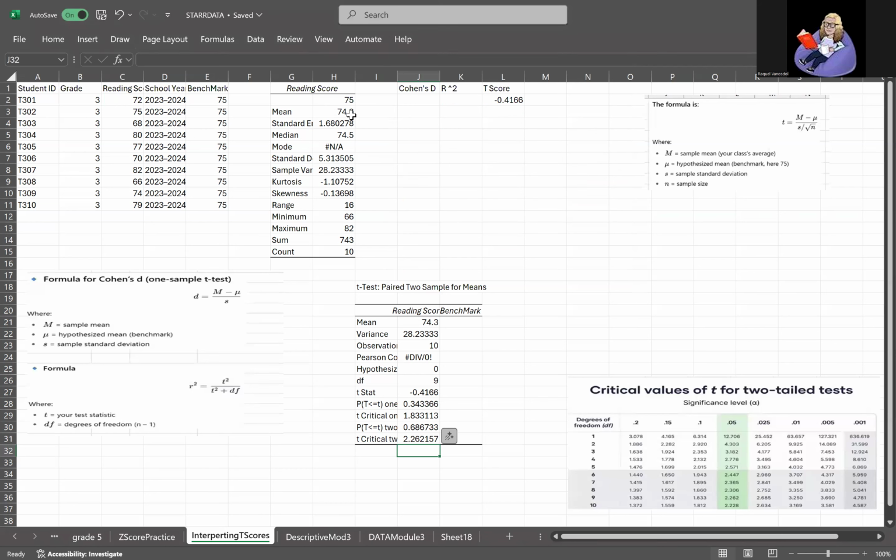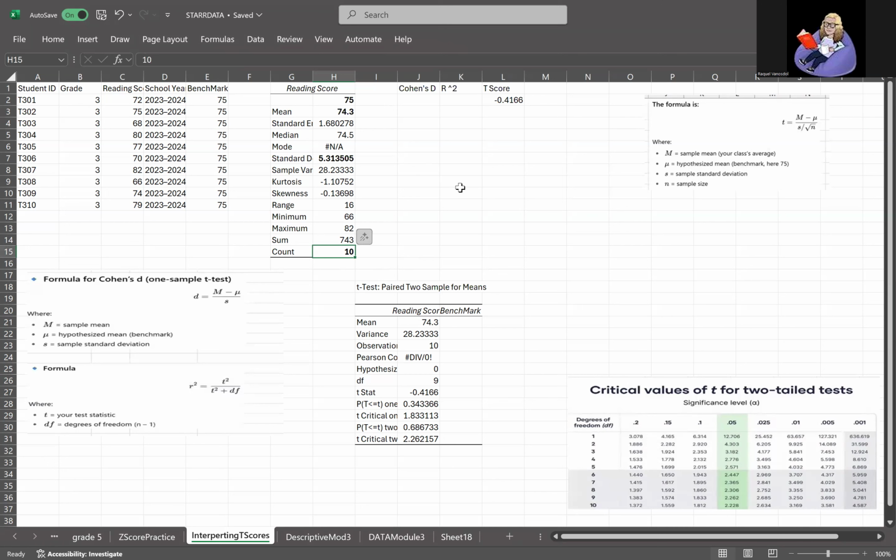From this descriptive statistics table, I can see my mean, my standard deviation, the average that we're comparing to, and the student average is 7.3. And then, of course, our count, which we're going to need to calculate the degrees of freedom. The rest of the information we don't need to calculate at this time.